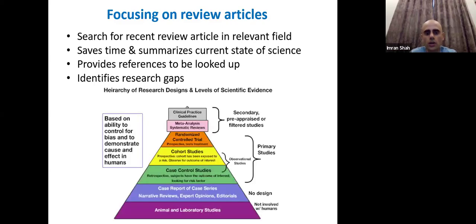And as I told you, review articles can be of different types. And on top of this pyramid, this is the pyramid of the levels of scientific evidence, the topmost is your clinical practice guidelines, and right underneath them are your systematic reviews and meta-analyses. Narrative reviews are almost at the bottom, just above the animal studies.